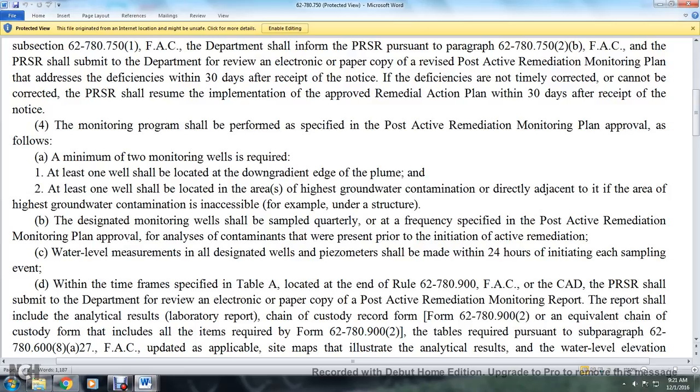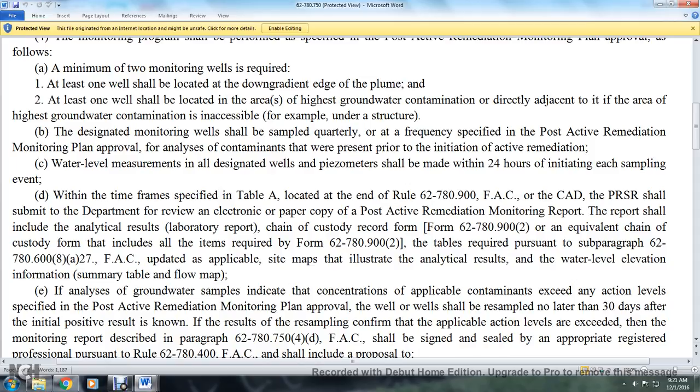C. Water levels in the designated wells and piezometers shall be measured within 24 hours of initiating each sample event. Within the time frame specified in Table A, located at the end of Rule 62-780.900 for the cleanup agreement document, the person responsible for site rehabilitation shall submit to the Department for review an electronic or paper copy of the post-active remediation monitoring report. The report shall include the analytical results, the laboratory report, and the chain of custody record on Form 62-780.900(2), or equivalent chain of custody forms that include all items required by 62-780.900(2). The tables required pursuant to subparagraph 62-780.600(2)(7), Florida Administrative Code, updated as applicable, and a site map that illustrates the analytical results, and the water level evaluation information summarized in a table or flow map.